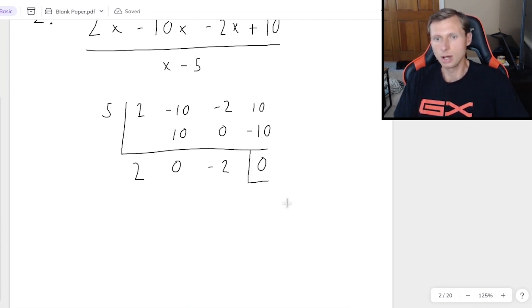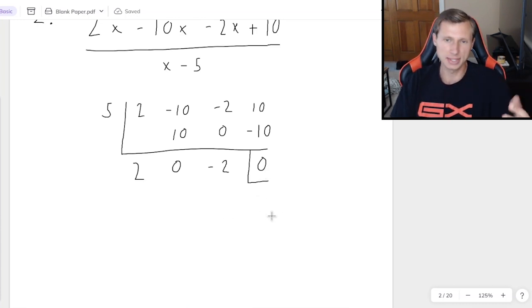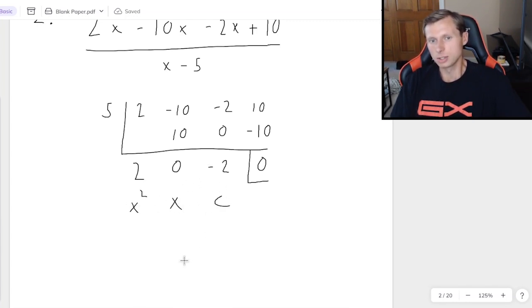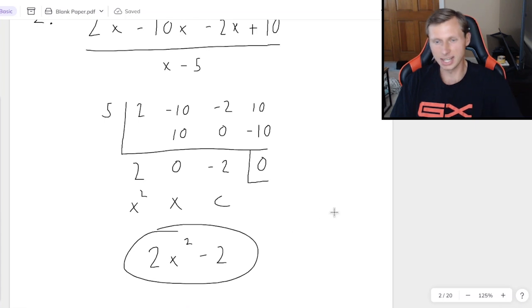So in other words, we have a remainder of 0 this time. And so that's nice. It means I don't have any weird fraction at the end this time. Remember that this is my constant, that's my x, and that's my x squared. So then it looks like my final answer is just going to be 2x squared plus 0x, which means I don't even need to write that, and then minus 2. And again, the remainder 0, so that's basically it. And there we go. There's the answer for that one.